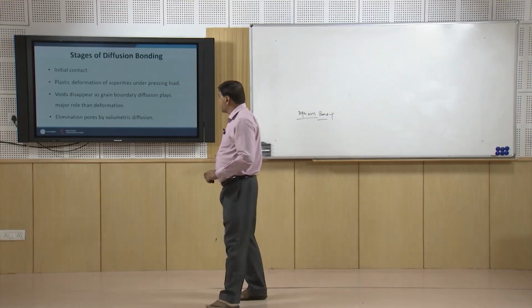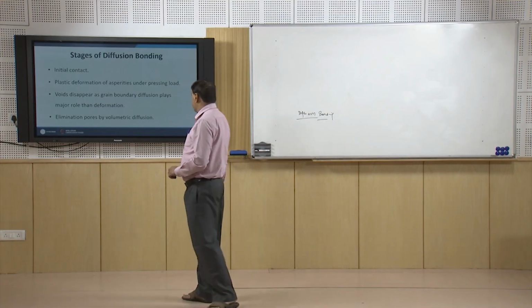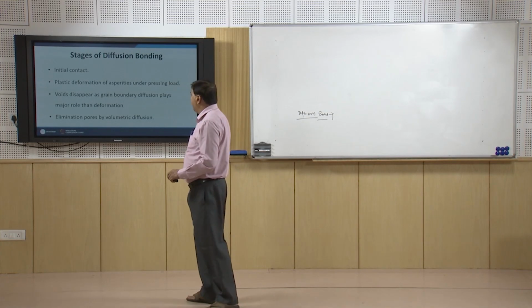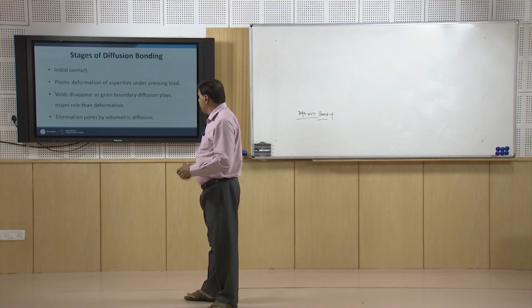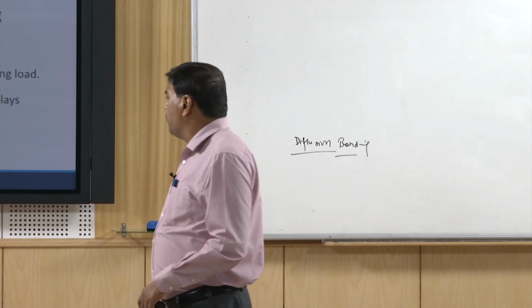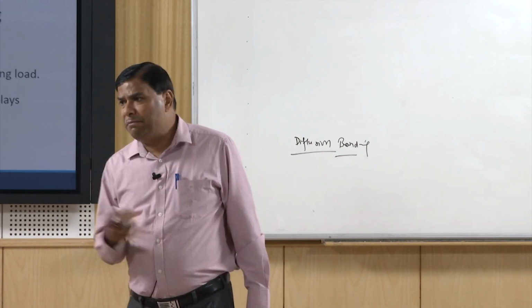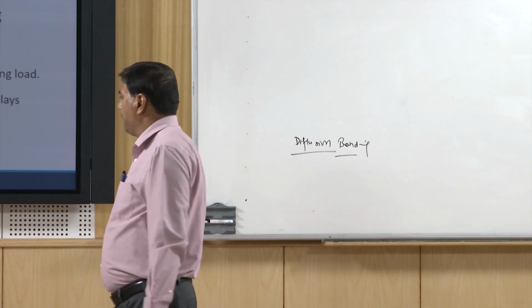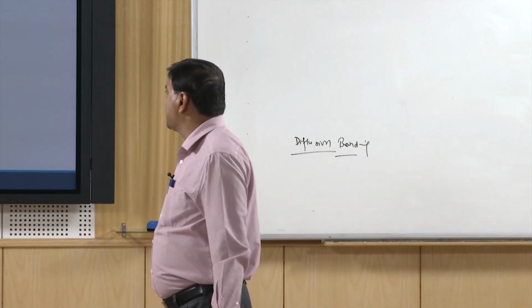So, these are the steps: initial contact, then plastic deformation of the asperities under the load, and then voids start disappearing gradually as the diffusion proceeds and grain boundaries are formed. Once the grain boundary formation starts, the pores will start getting reduced, and at the end, when the pores are localized within the grains, volumetric diffusion helps in elimination of these voids and pores from the materials. This is what has been shown schematically.